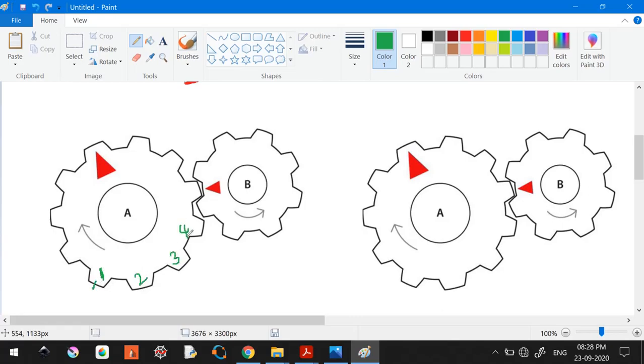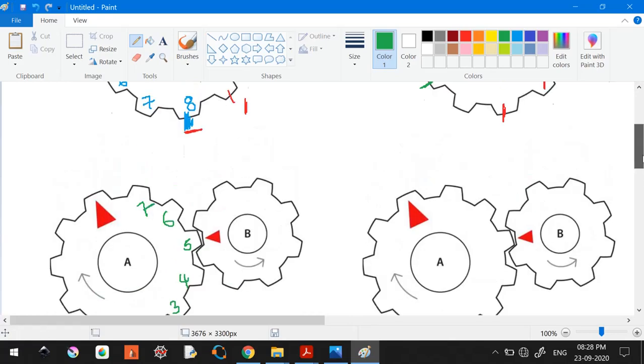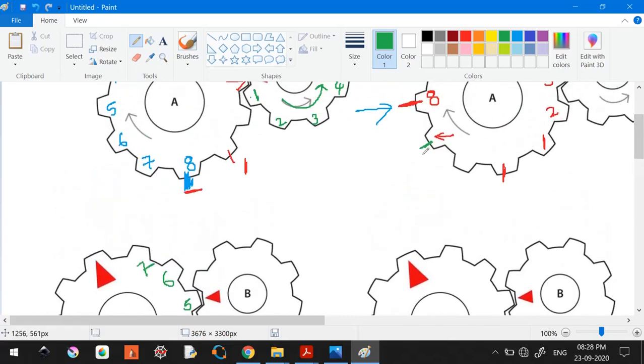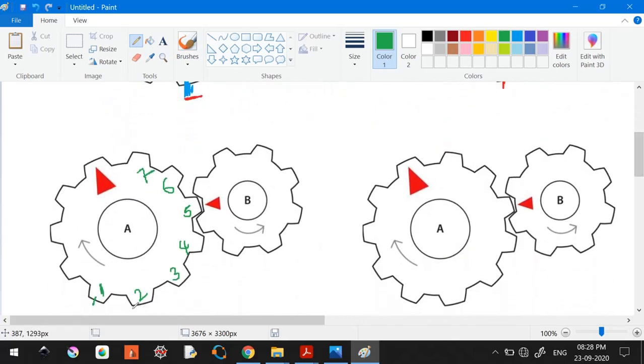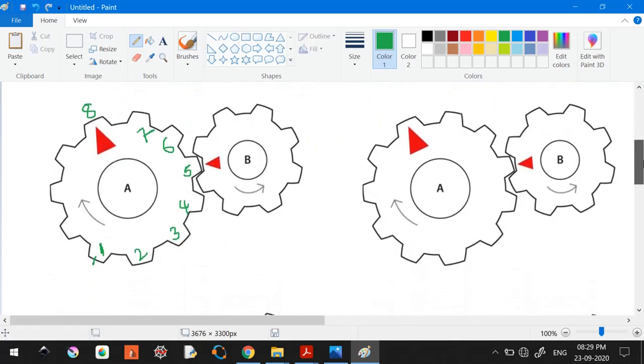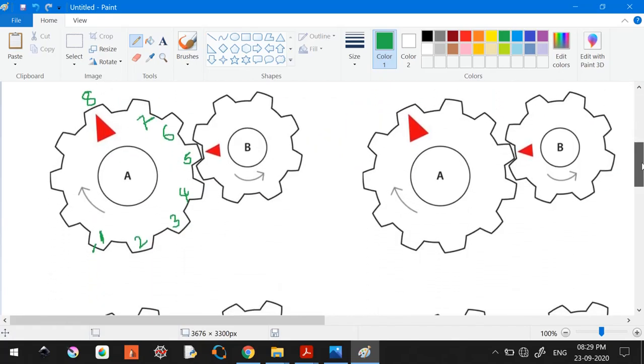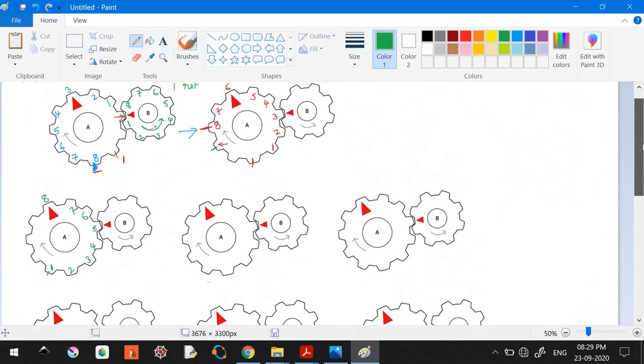2, 3, 4, 5, 6, 7. Okay, I have stopped here. Should take this 1, 2, 3, 4, 5, 6, 7, 8, right? 5. So I think something is wrong here. Something is wrong.